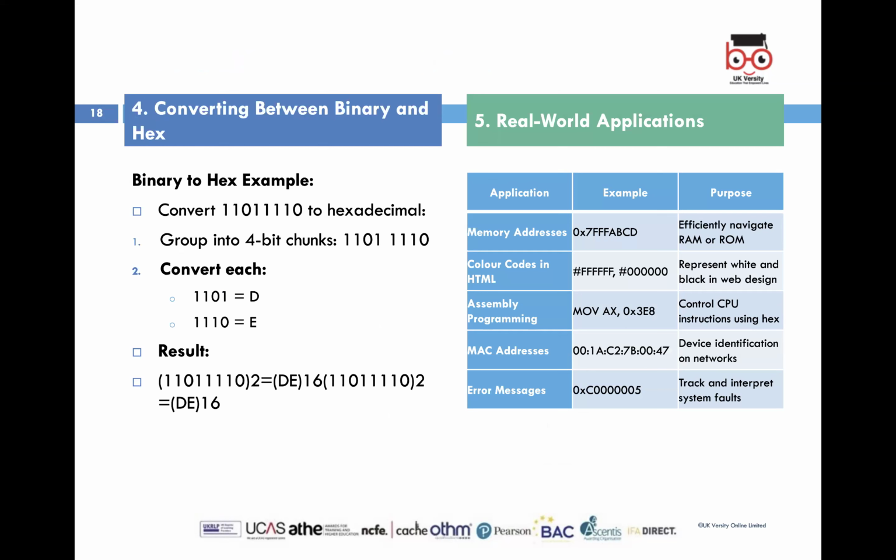Converting between binary and hex. Binary to hex example. Convert 11011110 to hexadecimal. Group into 4-bit chunks. So this makes it 1101 and then 1110. Convert each chunk. So 1101 equals D, and 1110 equals E. So the result is 11011110 in base 2 equals DE in base 16.